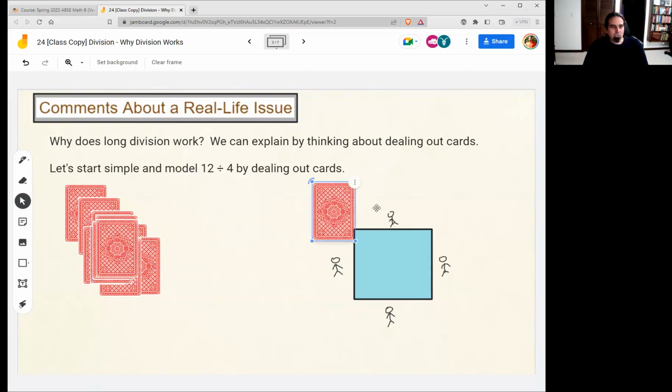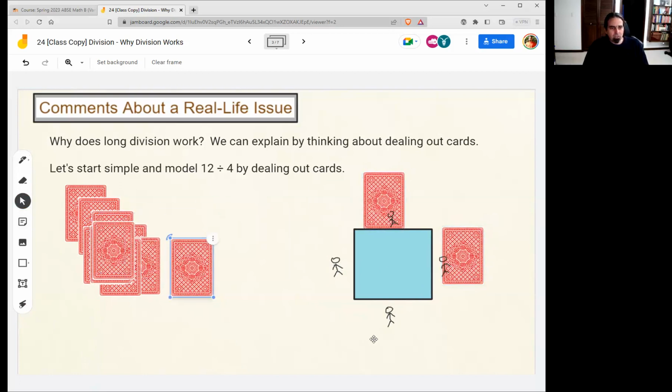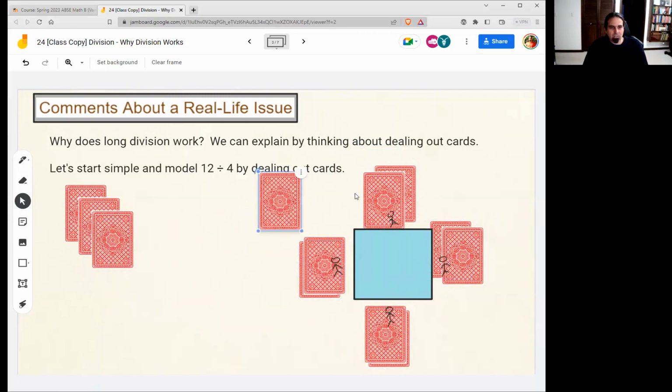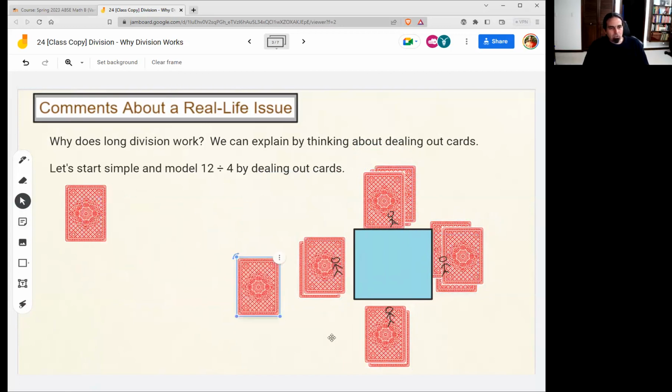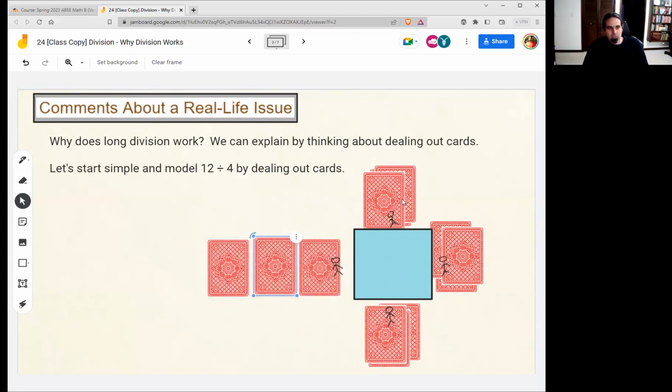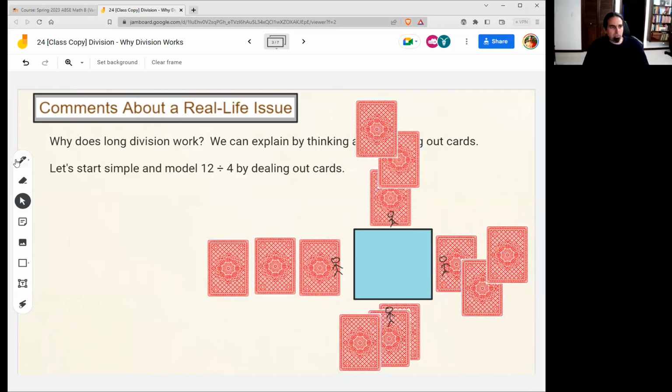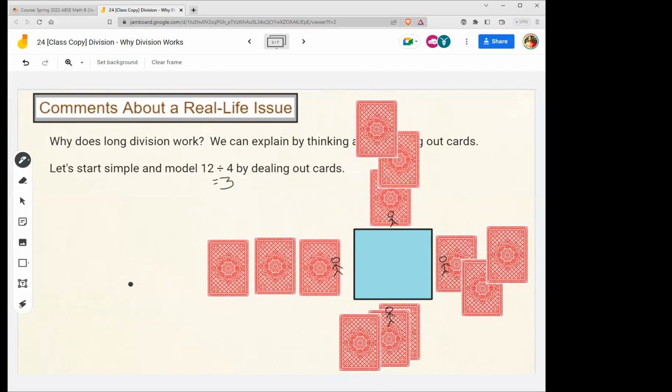Okay, here we go. So you get one, you get one, you get one, you get one. We've gone around once. Let's do it again. You get one, you get one, you get one, you get one. We've gone around again. Ta-da. If we were in person, I could really deal out cards, but for now we see it here. At the end, everyone has 3 cards. So the answer to 12 divided by 4 is 3. Everyone okay so far? Yeah.